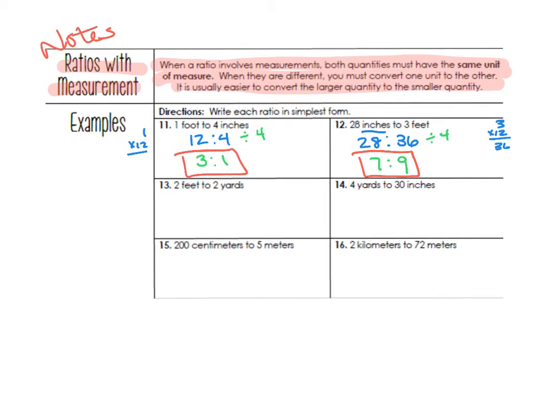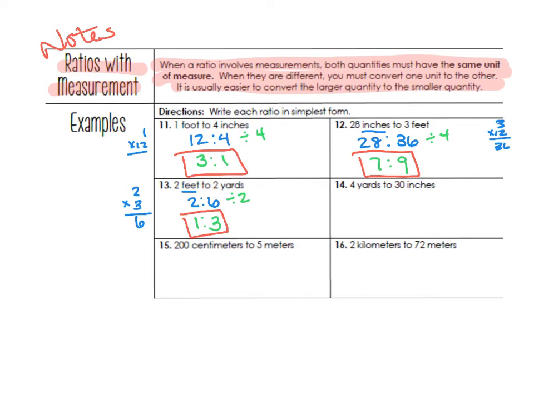So number 13, 2 feet to 2 yards. Feet is smaller. So 2 feet, 2 yards. There's 3 feet in a yard. 2 times 3 is 6, so we have 2 to 6. That's our correct ratio. We're going to simplify it. I'm going to divide by 2. 2 divided by 2 is 1. 6 divided by 2 is 3. There is our correct ratio in simplest form.